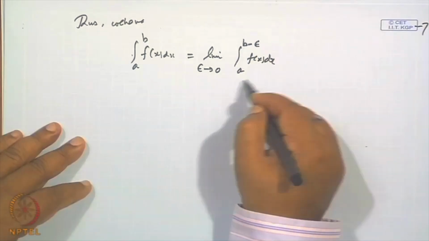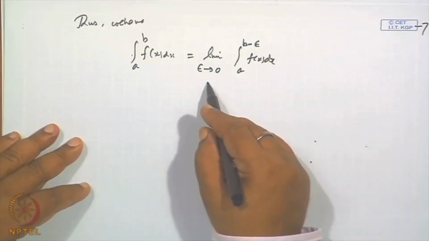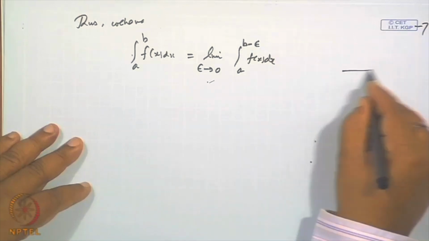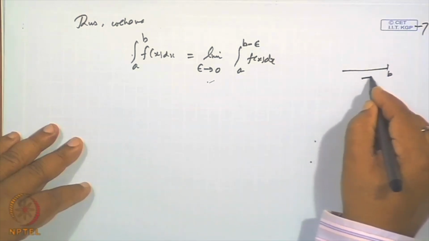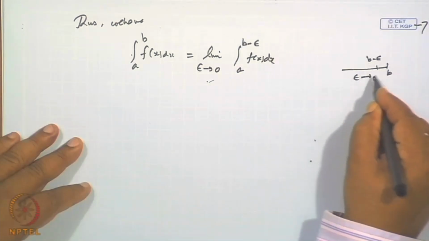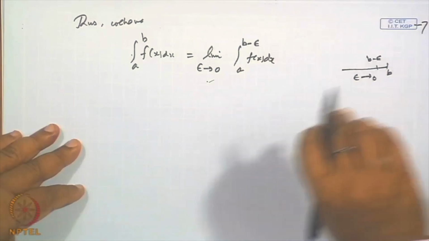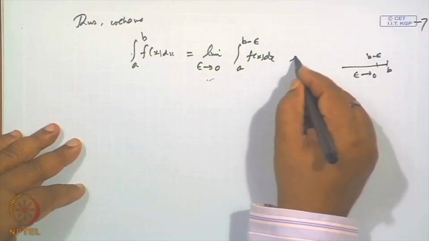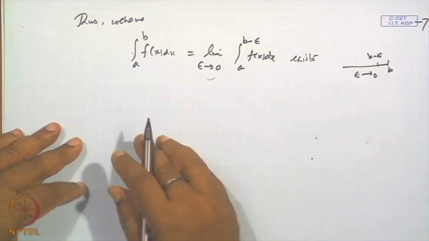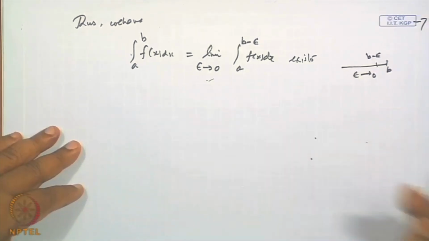So the value of this can be obtained, but it depends on epsilon. As epsilon tends to 0, we are approaching b from the left hand side, since this is b minus epsilon. So if this limit exists, then we say this integral exists and is convergent, otherwise it will diverge.